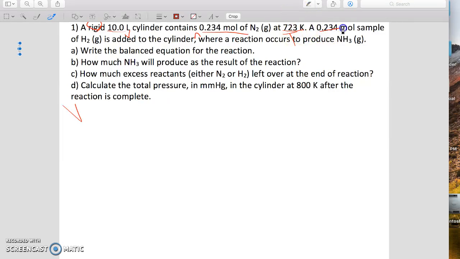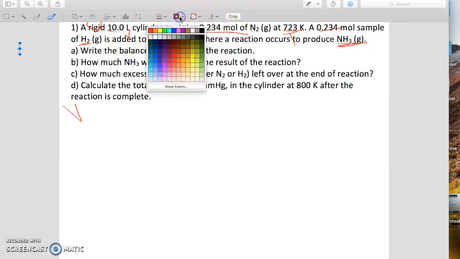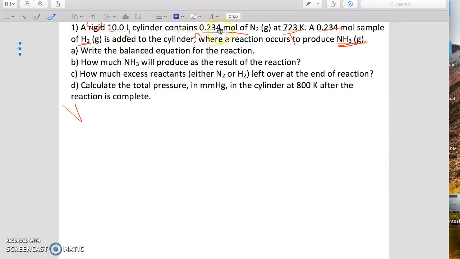Now, 0.234 mole of a sample of H2. Notice that we have the same moles but a different gas. It is added to the cylinder where the reaction occurred to make this. So you can already see the reaction happening. You have N2 and H2, so these two are my reactants because they produce this. So this is my product.